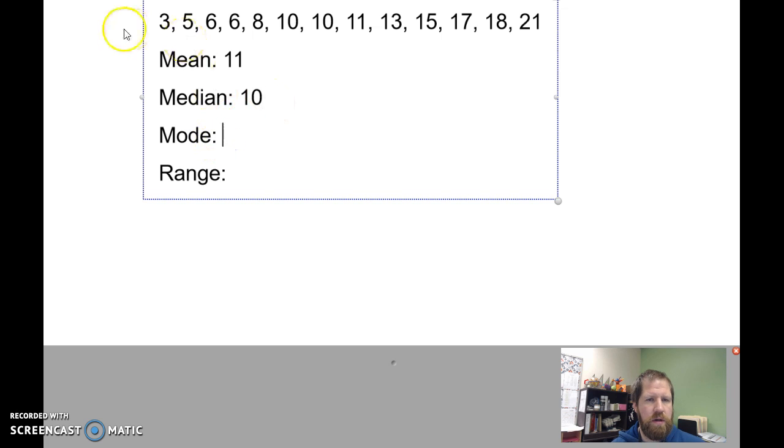Alright, my mode, I've got 2 6s and 2 10s, and those are my only duplicates. So in this case my modes are going to be 6 and 10. Alright, and if I didn't have duplicates of 6 or 10, and I just had one single number for each of these values, no duplicates, no repeats, I wouldn't have any modes.